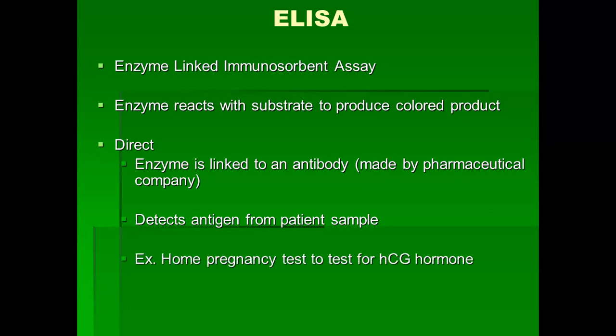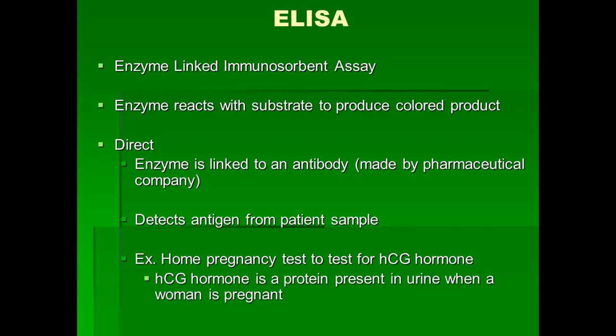So a good example of this is the home pregnancy test that's used to test for the HCG hormone. HCG hormone is a protein present in the urine when a woman is pregnant. So this serves as an antigen. And of course, in that test are the antibodies, and if they hook up, you're pregnant.